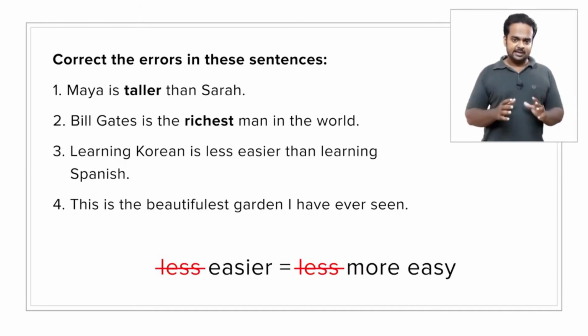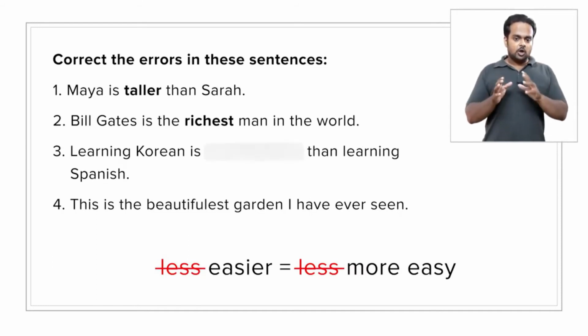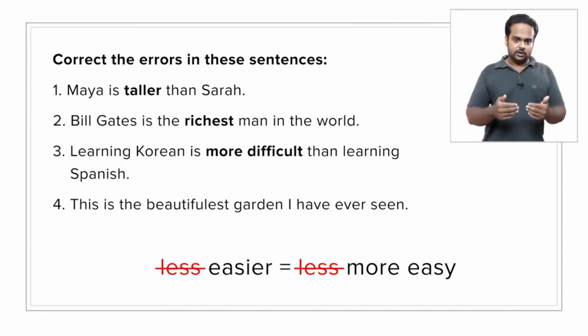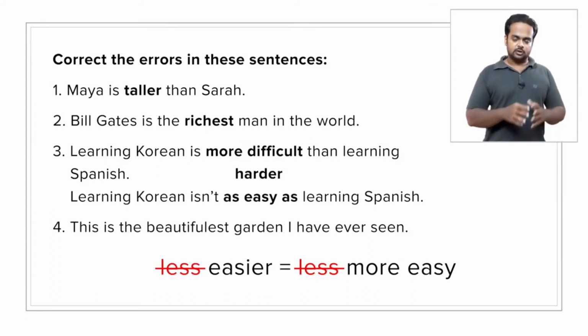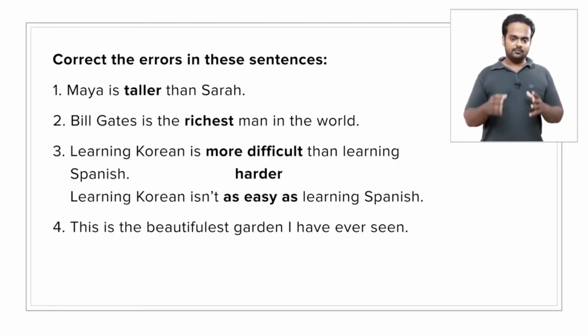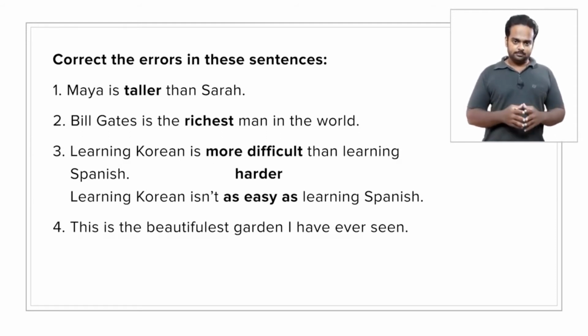A better way to say this would be learning Korean is more difficult than learning Spanish. Instead, you could also say harder, or even learning Korean isn't as easy as learning Spanish. And finally, what about number 4?